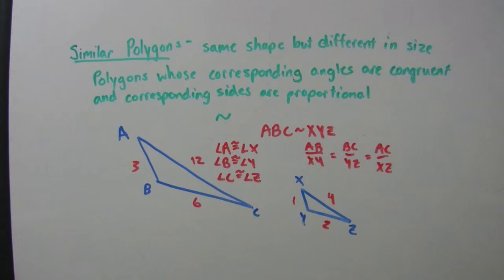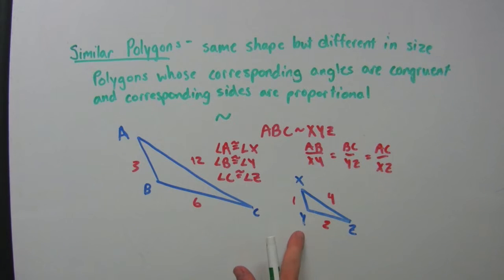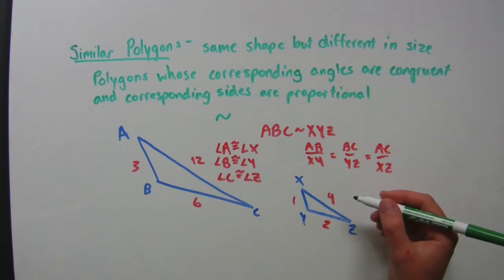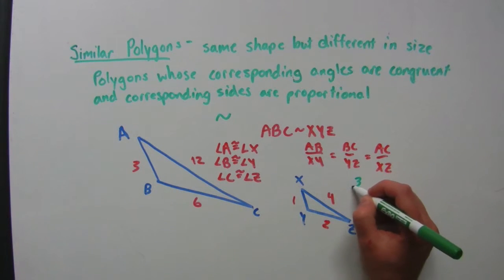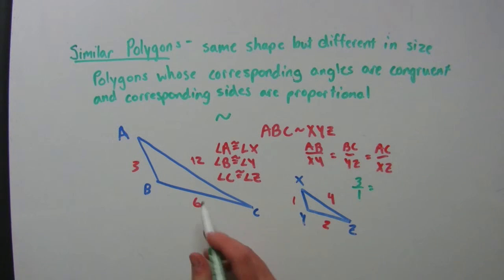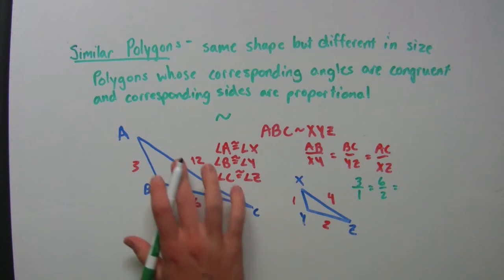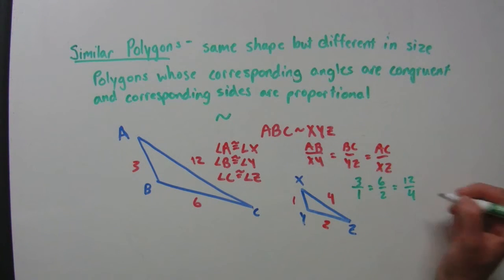If the sides are proportional, then AB over XY is going to be equal to BC over YZ, which is going to be equal to AC over XZ, because those are the proportions. So let's double check to see if they're proportional. AB over XY is 3 over 1. BC over YZ is 6 over 2. And AC over XZ is 12 over 4.